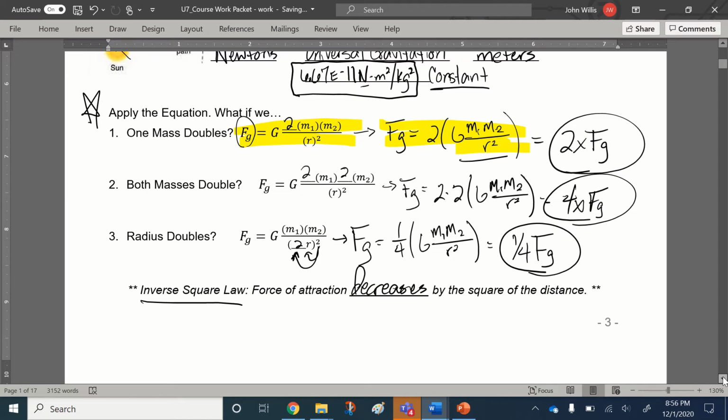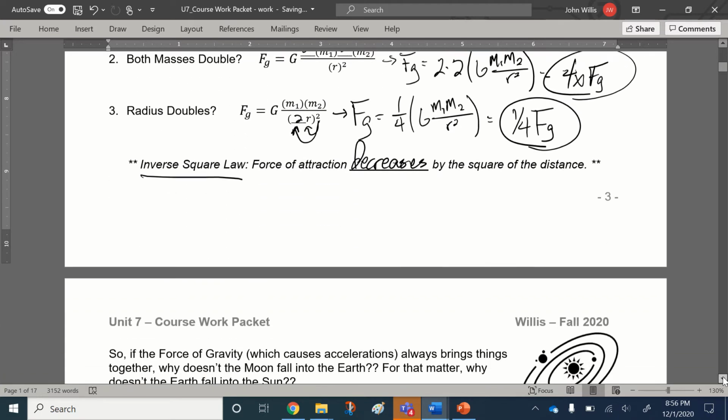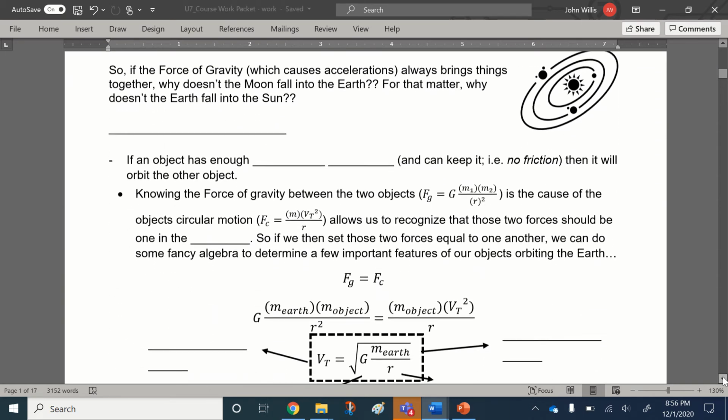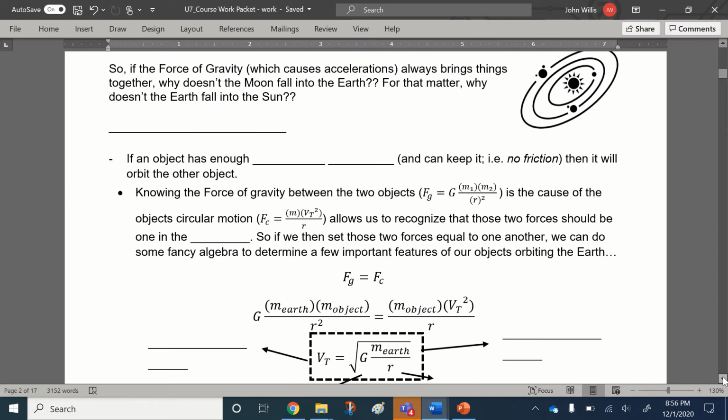If you do 10 times the distance from the Earth that you currently are now, you'll get 1/100th of your weight. So it will never actually be 0, but you'll get so close to 0 that it's not worth calculating. Interesting, I guess you could say, application of that whole idea.